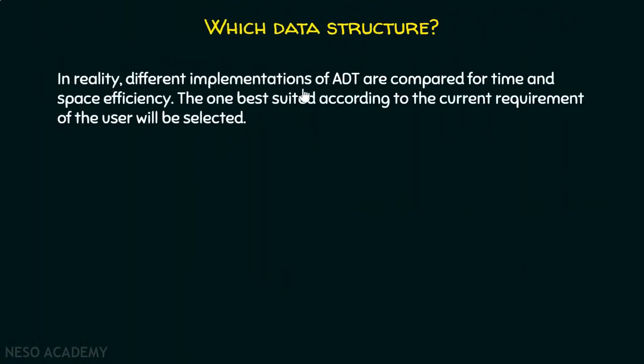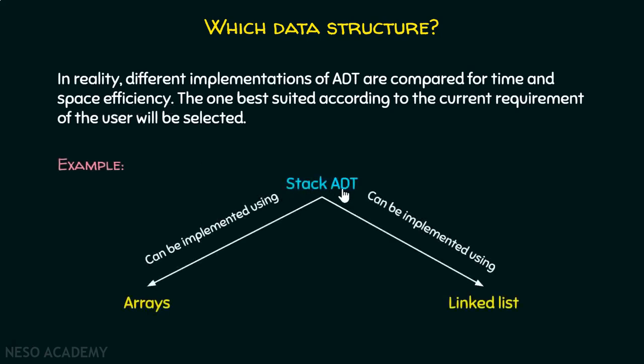In reality, different implementations of ADT are compared for time and space efficiency. For example, we know that stack ADT can be implemented using arrays or linked lists. We can compare these two data structures for time and space efficiency. The one best suited according to the current requirement of the user will be selected. Maybe one data structure will lead to space efficiency while the other data structure will lead to time efficiency. We will select the one according to the current requirement of the user.